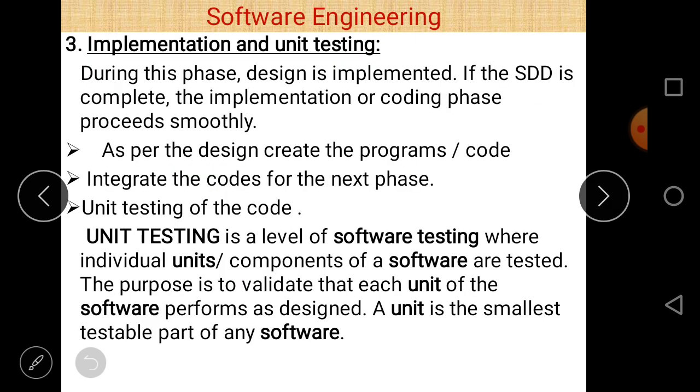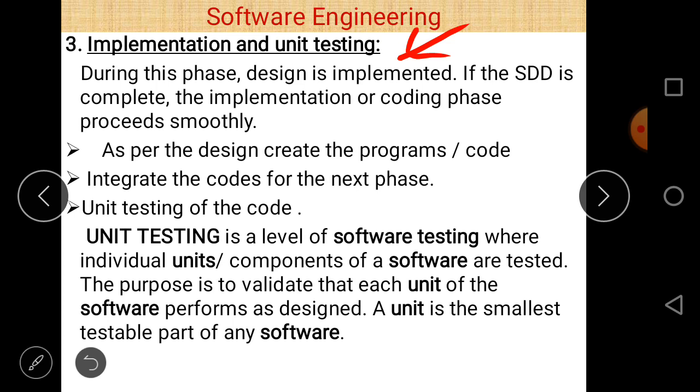Third is implementation, also called coding. In this third part, we actually write programs related to a software. That is also called implementation, and a unit test is also there. Actually, the system is divided into different parts or modules, and these parts or modules are called units. So in this phase, we actually code different units or modules. We write different codes for different units or modules, and after that we test these units or modules also. That is called unit testing.